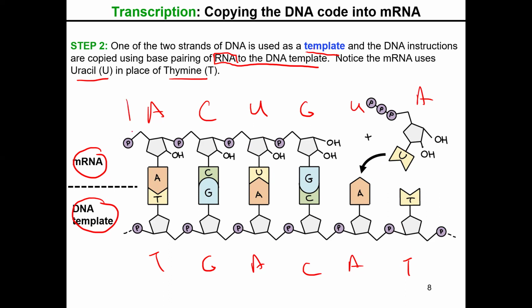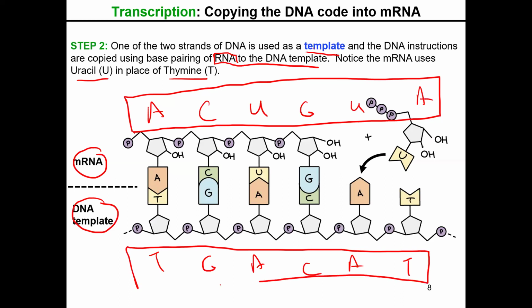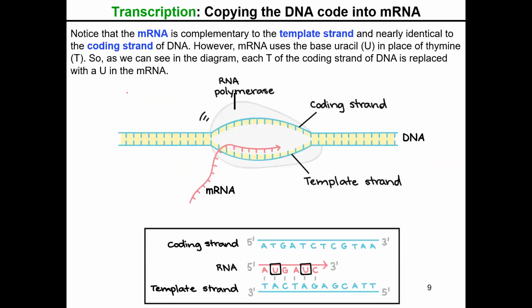So this would be our creation of our message right here. So it would be ACU GUA, which would have been created from our template, which would have been our DNA, TGACAT. Okay, so now we went ahead and created our mRNA piece. And what's going to happen here is we're going to go ahead and continuously make them.